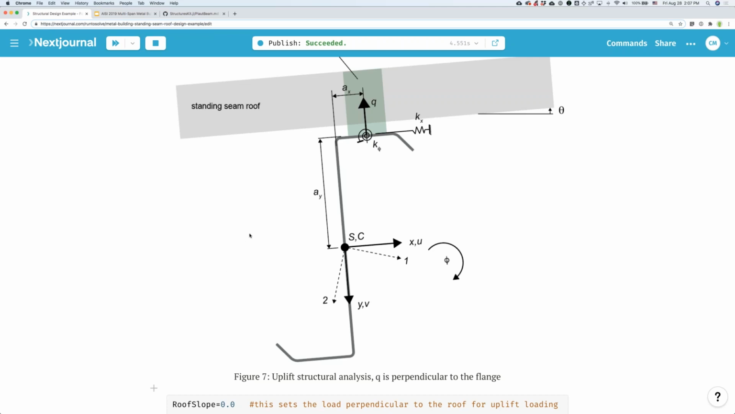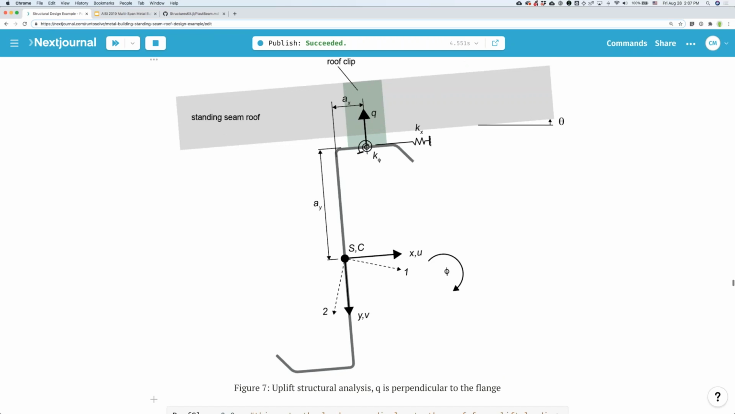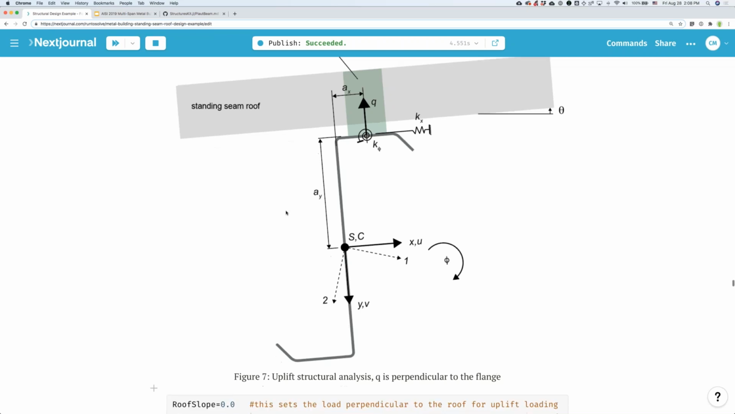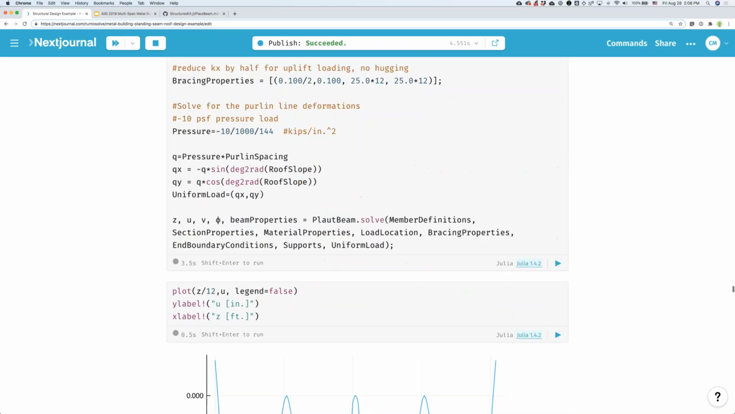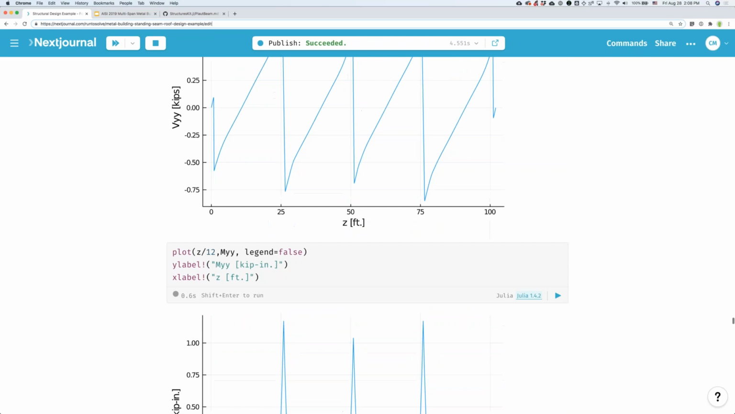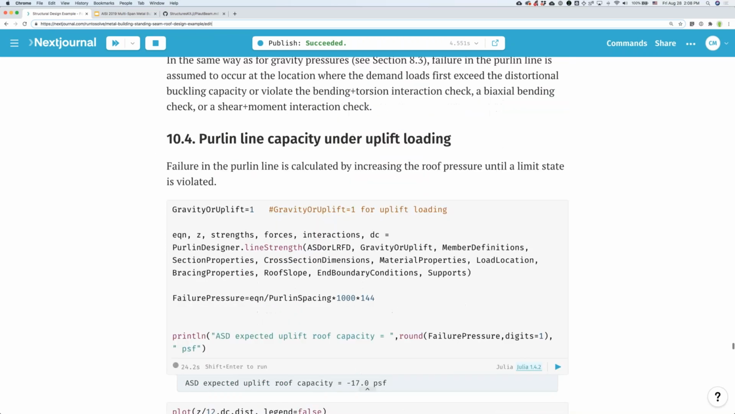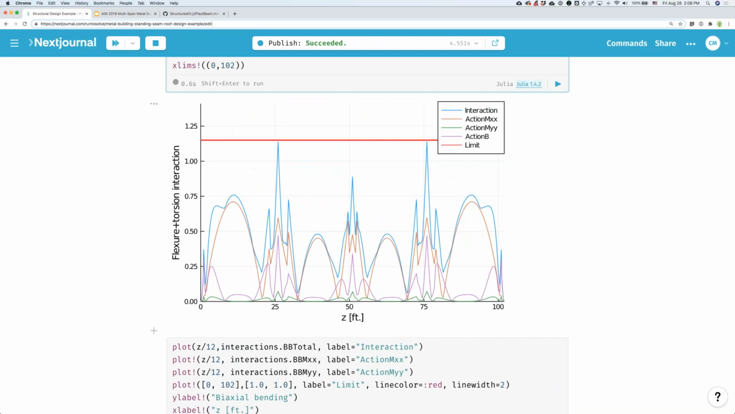But what's interesting for this uplift case is that the torsion is acting in the other direction. So the torsion is getting the purlin to twist this way, and the compressed flange wants to move this way. And so we're seeing that benefit, or that interaction. Again, we predict that it's flexure plus torsion over the support. I think this is something we would have to dig into more.